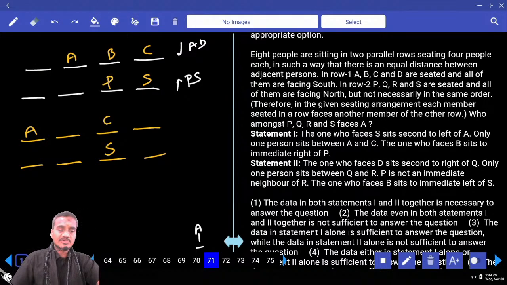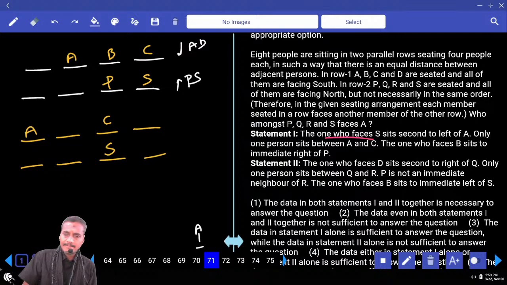Now the question is about what? Who is opposite to A? Are we getting the answer? No. Hence with the help of this one, we are not getting the answer. Then coming to 2 alone. Now in this 2 alone, the one who faces S sits second to the left of A. Only one person between A and C. Out of P, Q, R, S, who is the person that faces A?